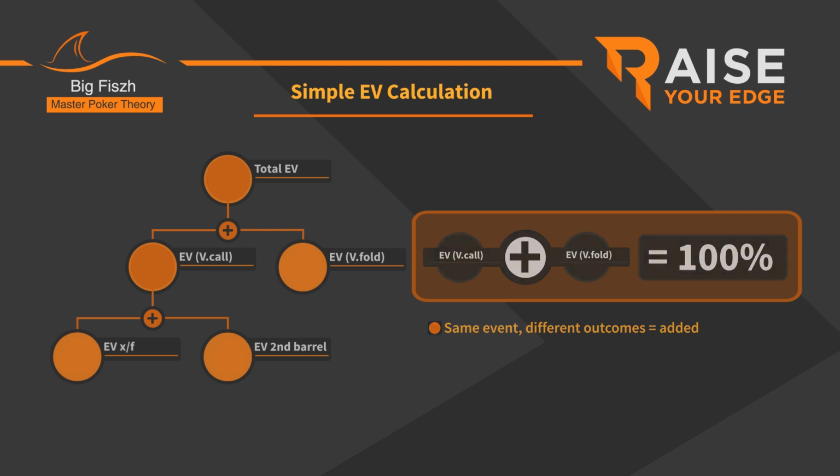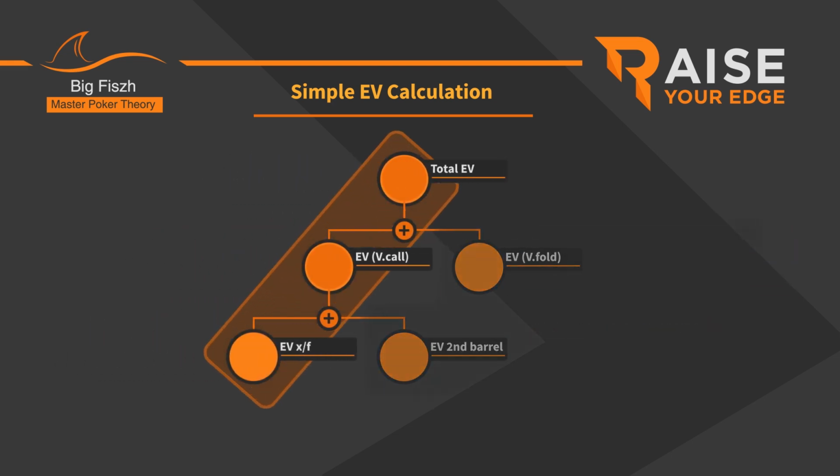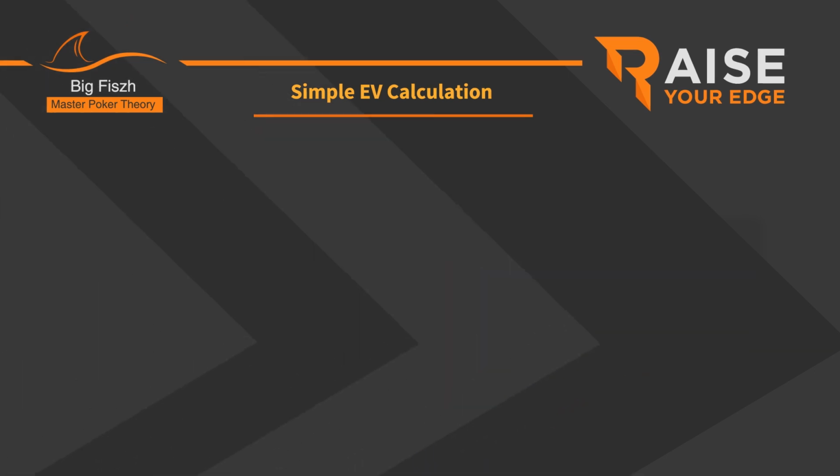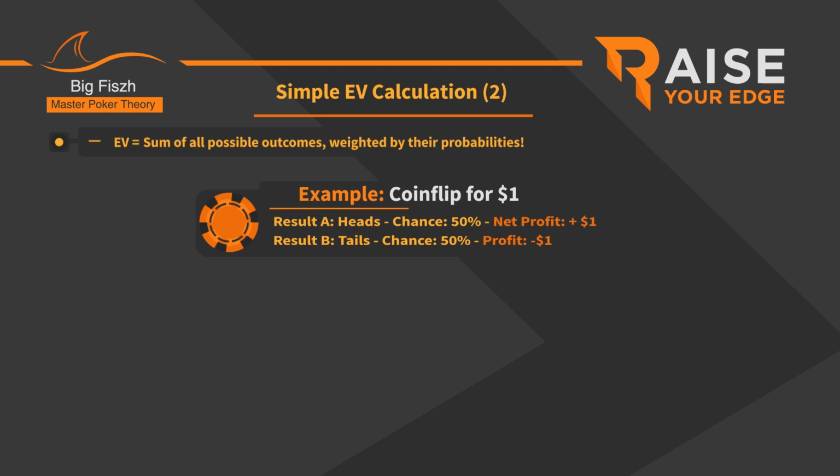Now what to do with the vertical lines inside our tree? Again, remember video 1. These are dependent events. We can only check-fold or second barrel once Villain had called. And what do we do with dependent, namely connected events? Exactly, we multiply their probabilities. Perfectly. Now let's get our feet wet with an example. Admittedly, a very simple one to start with.